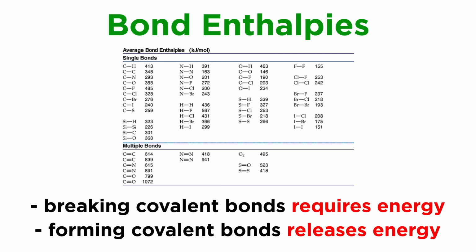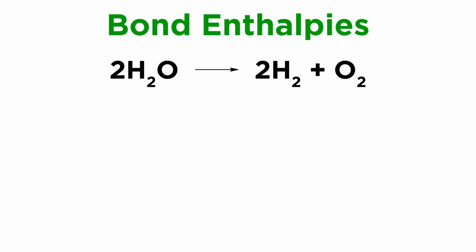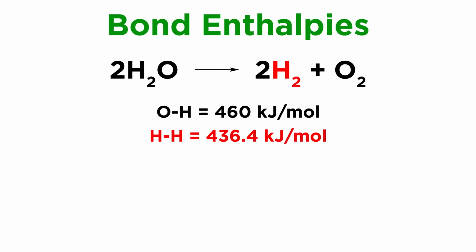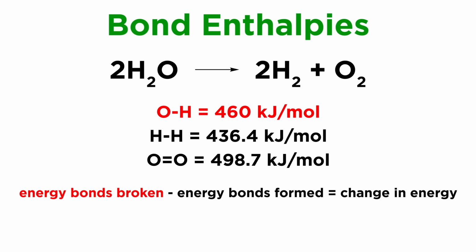We can look at tabulated data regarding bond enthalpies and use this information to calculate the change in enthalpy for a reaction. For example, the electrolysis of water to form hydrogen and oxygen gas. The bond enthalpy for an OH bond is 460 kilojoules per mole. For HH, it's 436.4, and for an OO double bond, it's 498.7. We can therefore take the energy required to break all the OH bonds and subtract from that the energy released when the HH and OO bonds form.